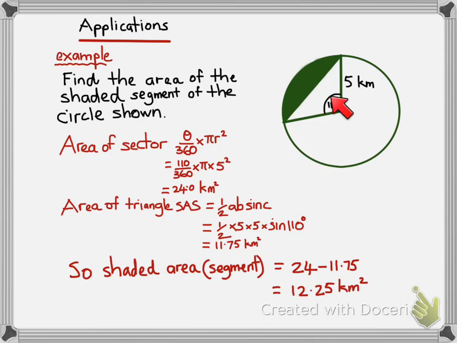Do we know the base and height? Nope. Do we know all three sides? Nope. Do we know two sides and the included angle, just like the jaws of a crocodile? Is there a crocodile in the area? Yes there is, 5, 5 and 110. So we can imagine a crocodile's jaws there. So we'll use a half ab sine C. A half of 5 by 5 by sine of 110 gives us 11.75 square kilometres. Now that we know the area of the triangle, we can find the area of the segment by subtracting our 11.75 from our 24, and we get 12.25.